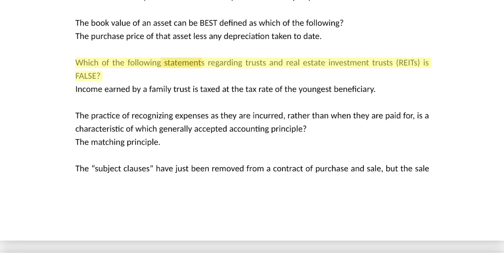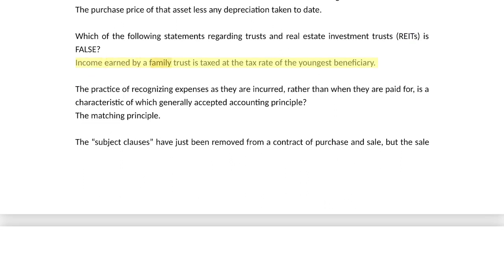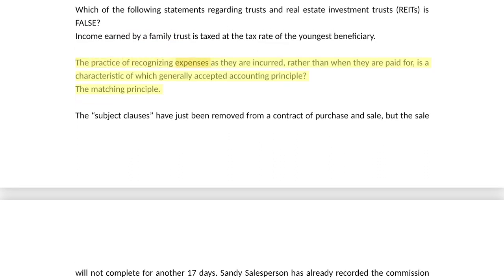Which of the following statements regarding trusts and real estate investment trusts, REITs, is false? Income earned by a family trust is taxed at the tax rate of the youngest beneficiary. The practice of recognizing expenses as they are incurred, rather than when they are paid for, is a characteristic of which generally accepted accounting principle? The matching principle.